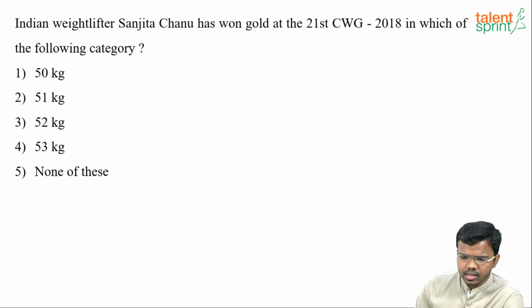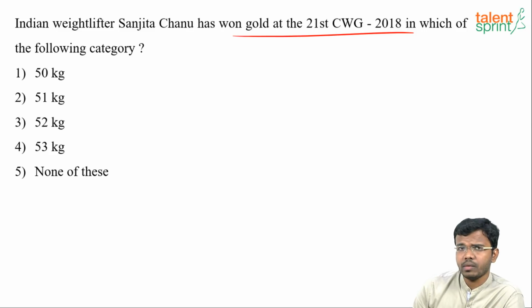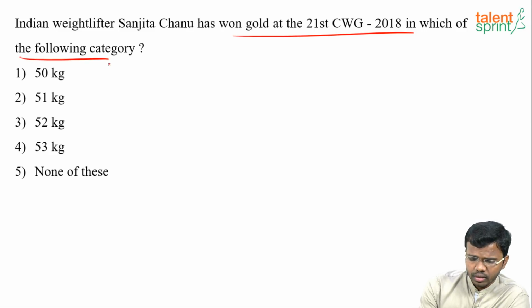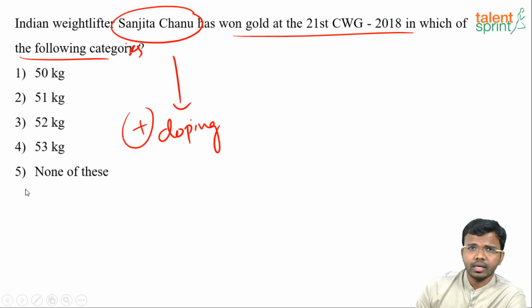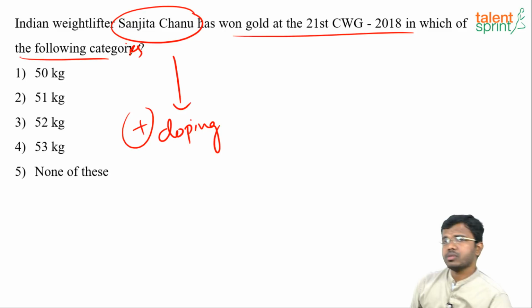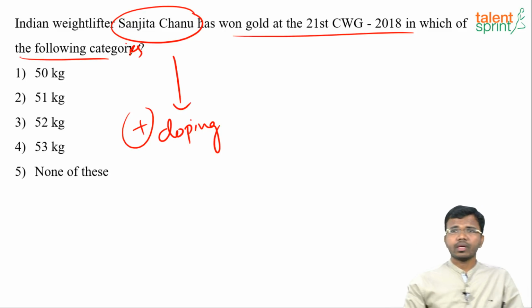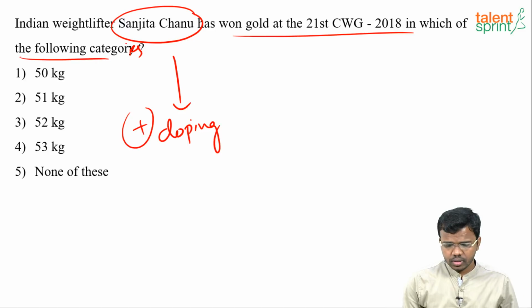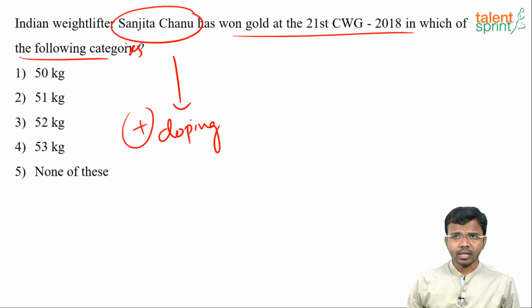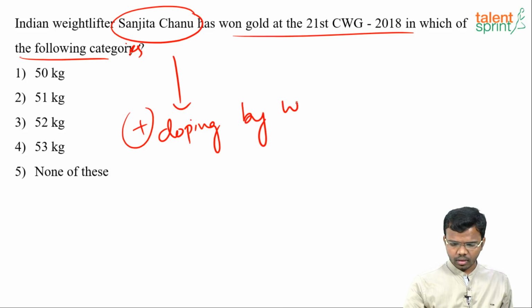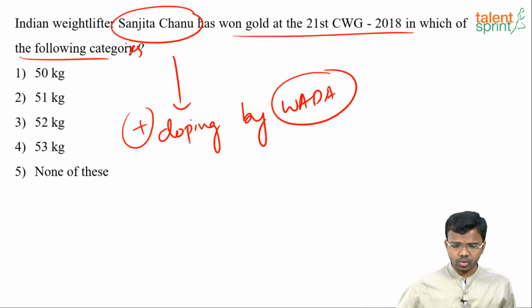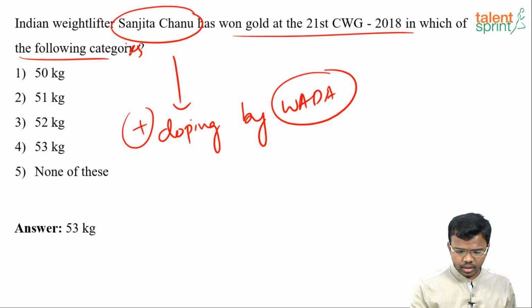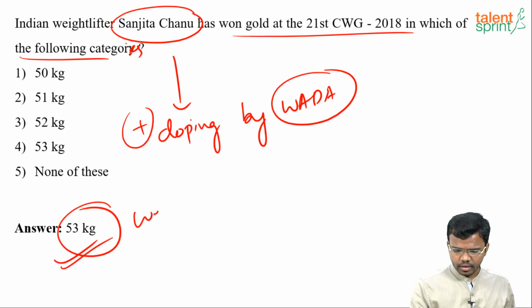Next, Indian weightlifter Sanjita Chanu has won gold at 21st Commonwealth Games 2018. In which of the following categories? Recently, she was tested positive for doping, right? She was the first to win a gold and first to win a medal at Commonwealth Games 2018. And she was tested positive by the World Anti-Doping Agency, WADA. She was the first to win a medal for India actually at the Commonwealth Games 2018. So she belongs to 53 kg category, weightlifting.